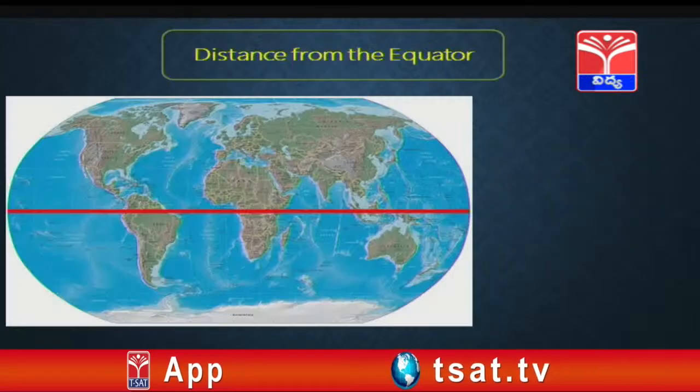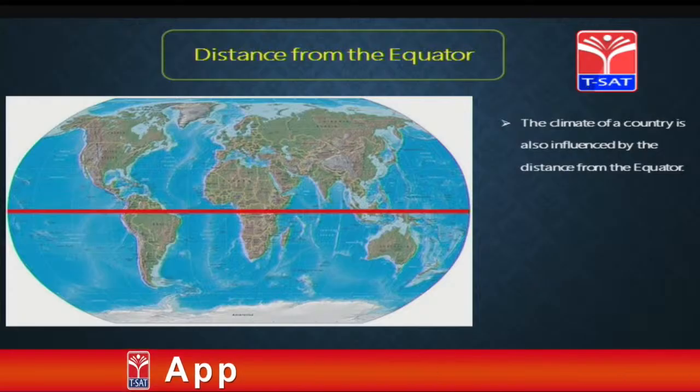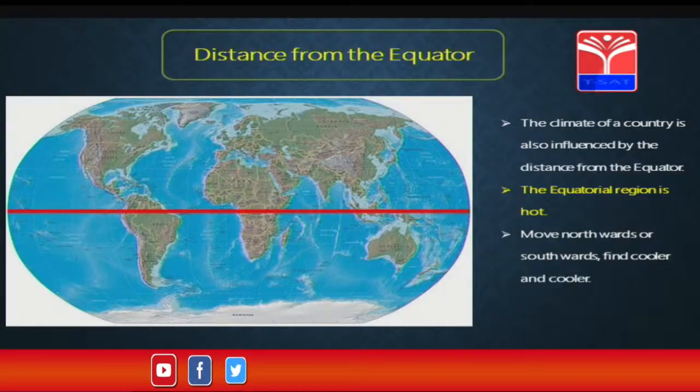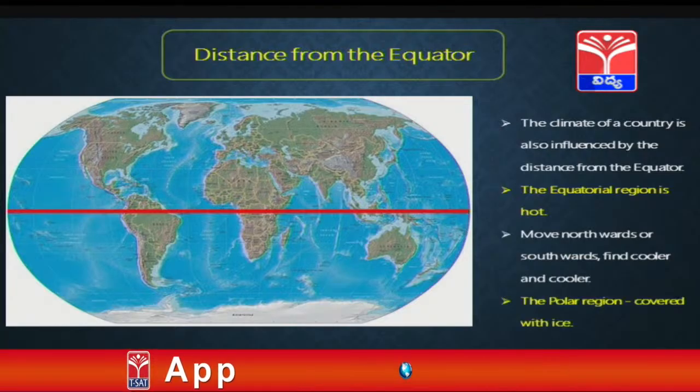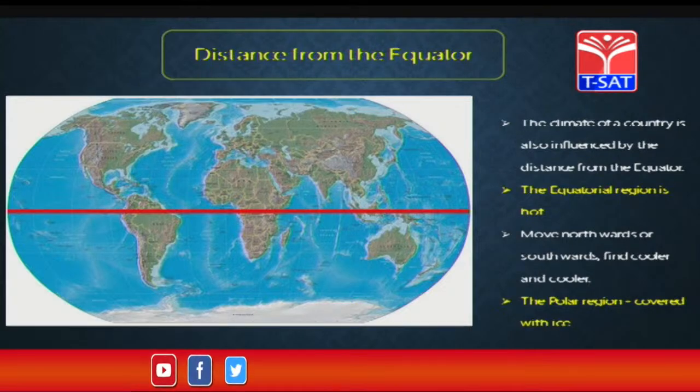Distance from the equator. Children, you can observe the equator in red color in the map. The climate of a country is also influenced by the distance from the equator. The equatorial region is warm and hot. As you can see, if one moves northwards or southwards, it gets cooler and cooler. For example, the polar region is located at the North Pole, which is why that region is covered with ice all year round.